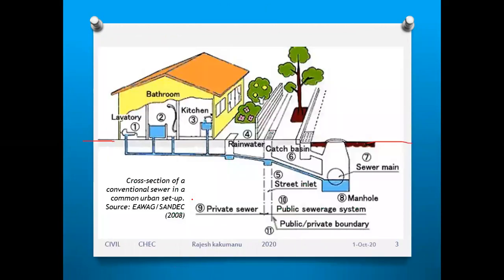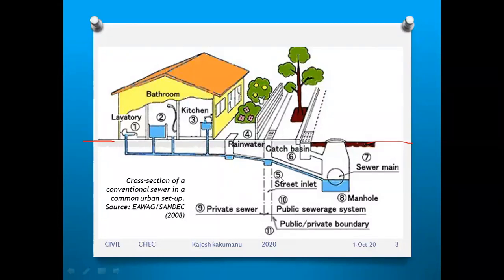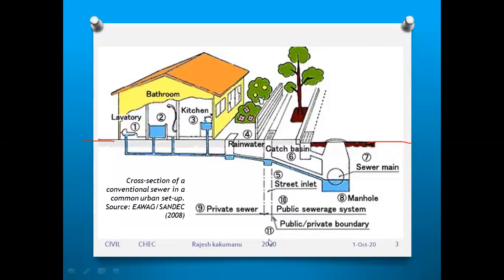Okay. So this is a picture that depicts how the flow is going from the residential places to the sewer system, right? So this is the main sewer system. 7 is the main sewer system. 1, 2, 3 are the sources of water coming from your house to the sewer system. So where is 4, where is 5, 6, 7, 8, 9, 10, 11? By seeing this picture, you can write some answers, right?